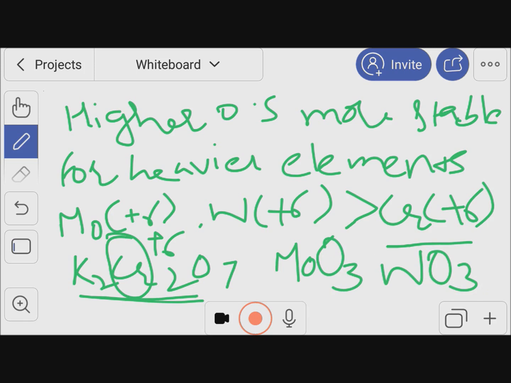oxidizing agents, and in these cases molybdenum is present in the +6 oxidation state and tungsten is also present in the +6 oxidation state. Here the difference is that molybdenum and tungsten are present as a single atom in the compound, but in potassium dichromate the chromium is present as a diatom. It means molybdenum and tungsten are more stable in the +6 oxidation state than chromium in the +6 oxidation state.